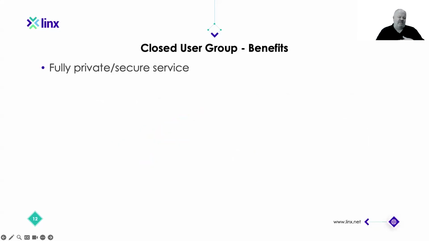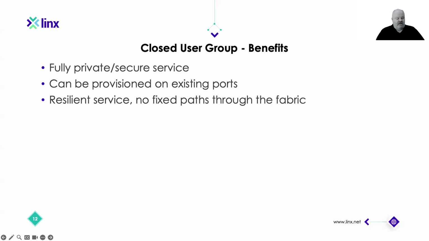So same benefits, very similar to private VLAN. It is a fully private, secure service. It's your own dedicated layer 2 instance. Only ports that you have allowed to be connected to it will get connected to it. Otherwise, it's completely separate from anything else. Same as private VLAN, it can be delivered on existing ports, or you can order dedicated ports just for this service. Again, same as for private VLAN, it's a fully resilient service. The paths across our network are not nailed down to specific links.